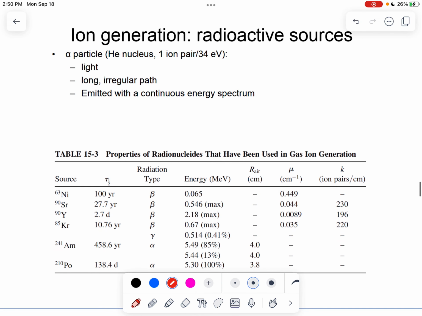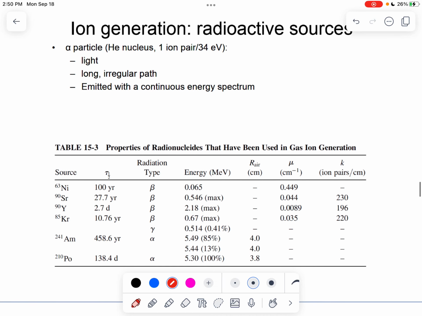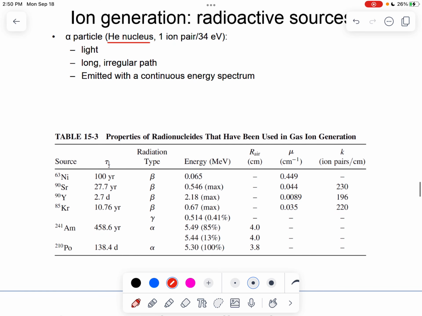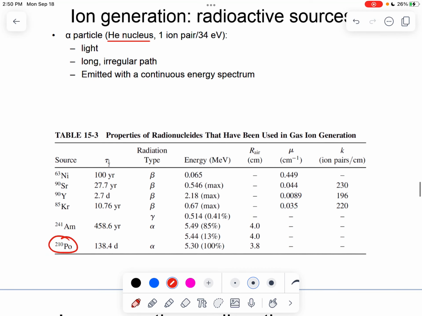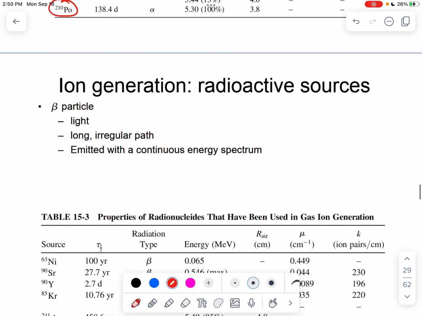So in terms of generating these ions, there can be different radioactive sources. As we introduced earlier, you could use the alpha radiation or alpha particle. That is basically just a helium nucleus, right? So these particles are relatively light and they're very easy to charge the particles. A very commonly used radioactive source generating alpha particles is the polonium source. The polonium source is relatively cheaper, right? And also it has a shorter half-life time.